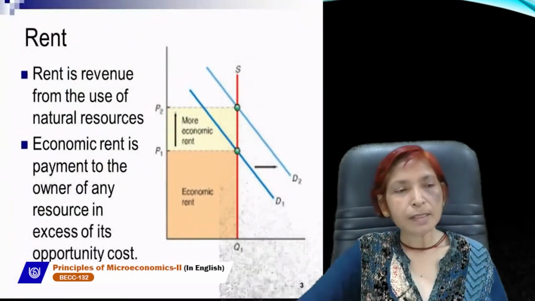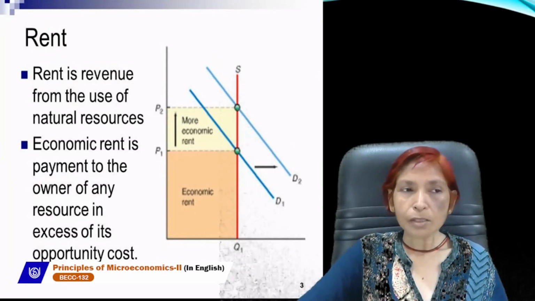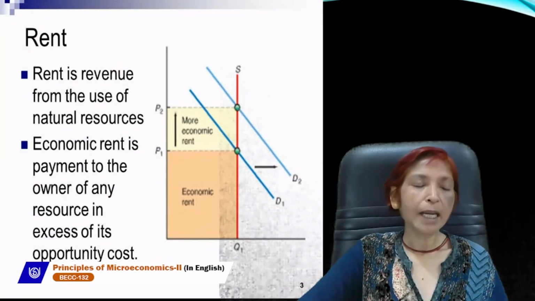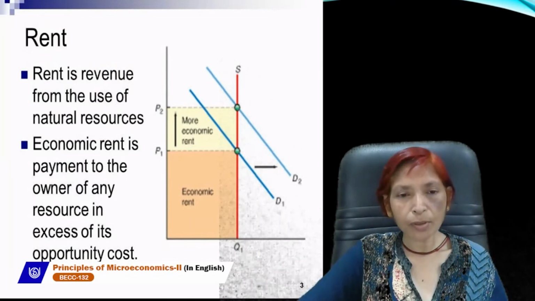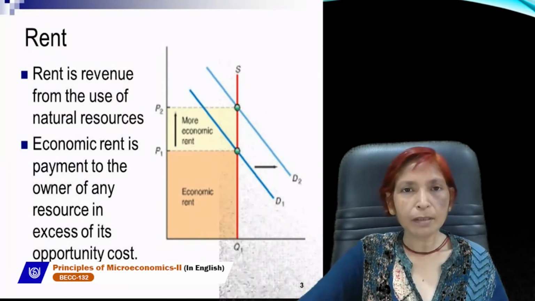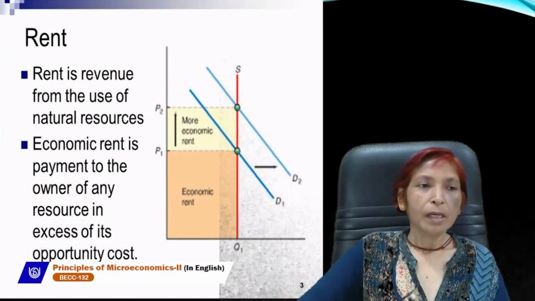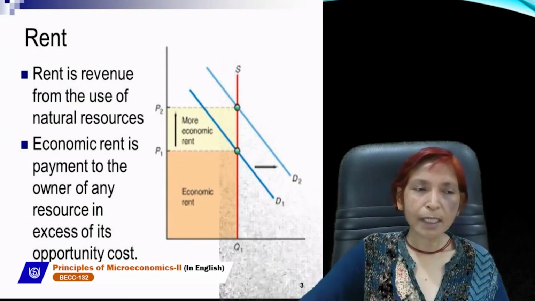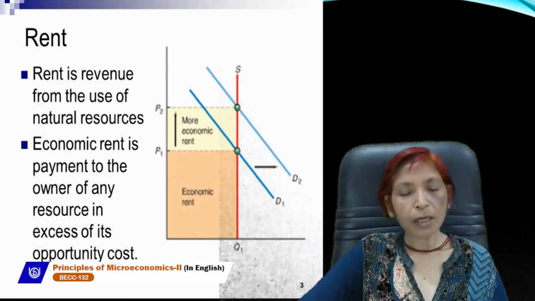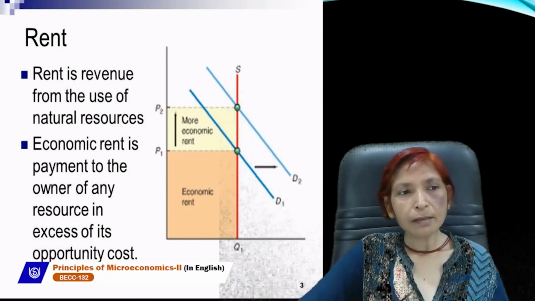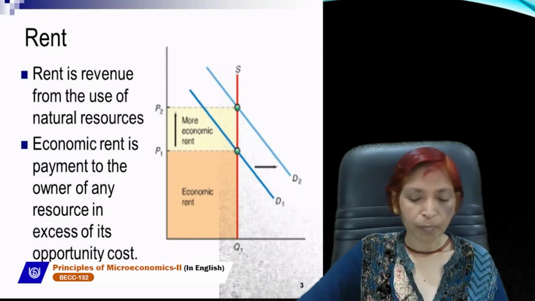Next is rent. The new concept is rent because rent is also the reward of using land. As you know, factors of production are four: land, labor, capital, and entrepreneur. The rent concept was first introduced by Ricardo. According to Ricardo, rent is the reward for using land only.